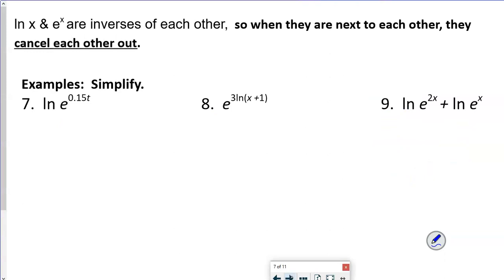So then, ln of x and e to the x are inverses of each other. So when they are next to each other, they actually cancel each other out. So here, ln and e are next to each other, so the answer here is 0.15t.